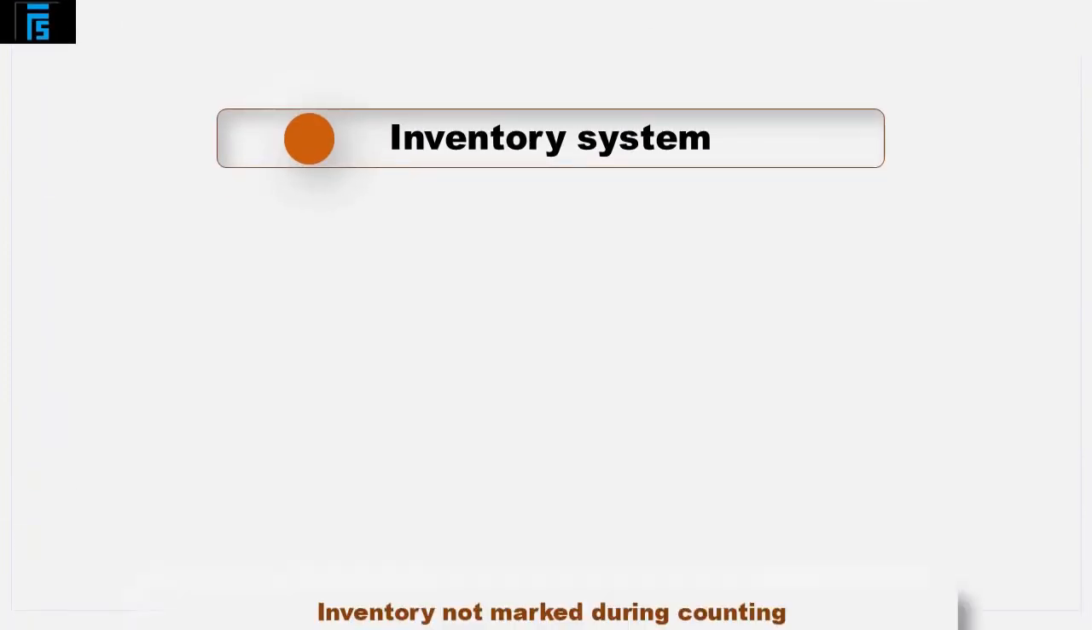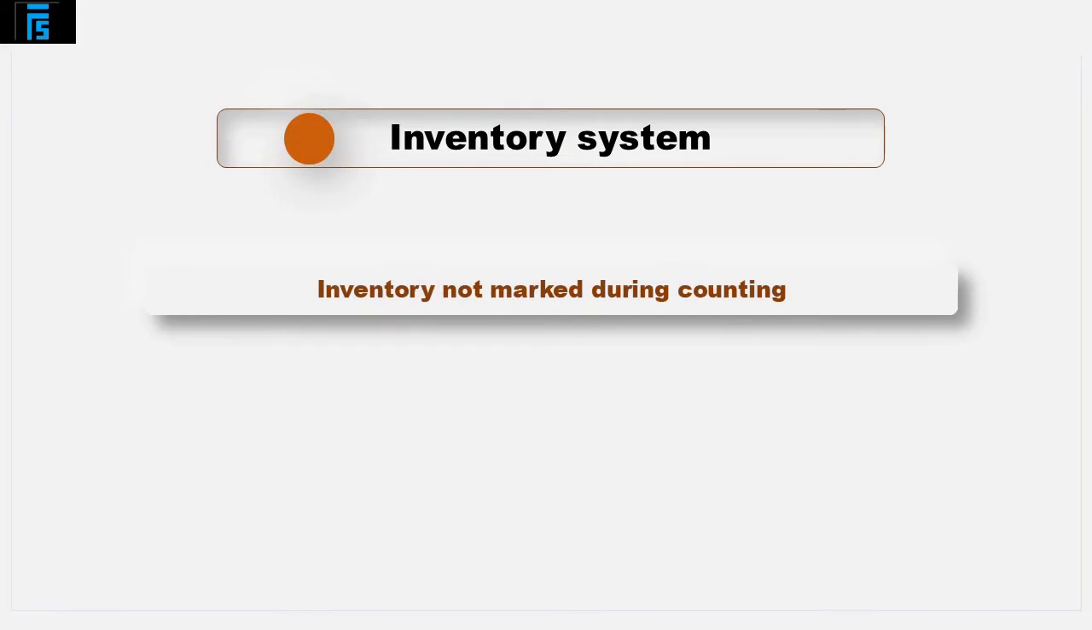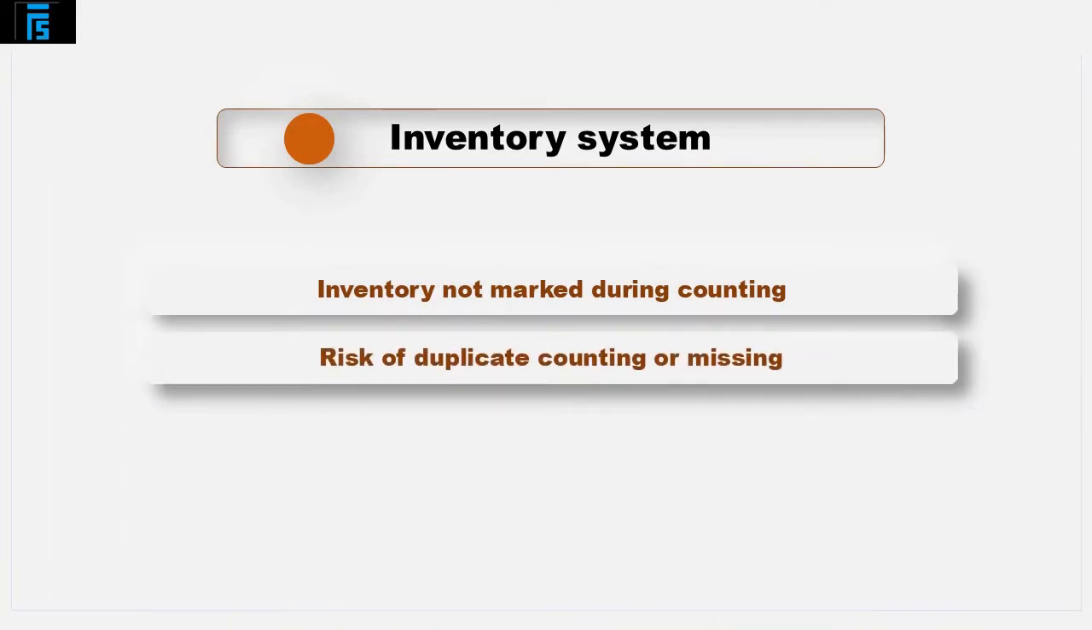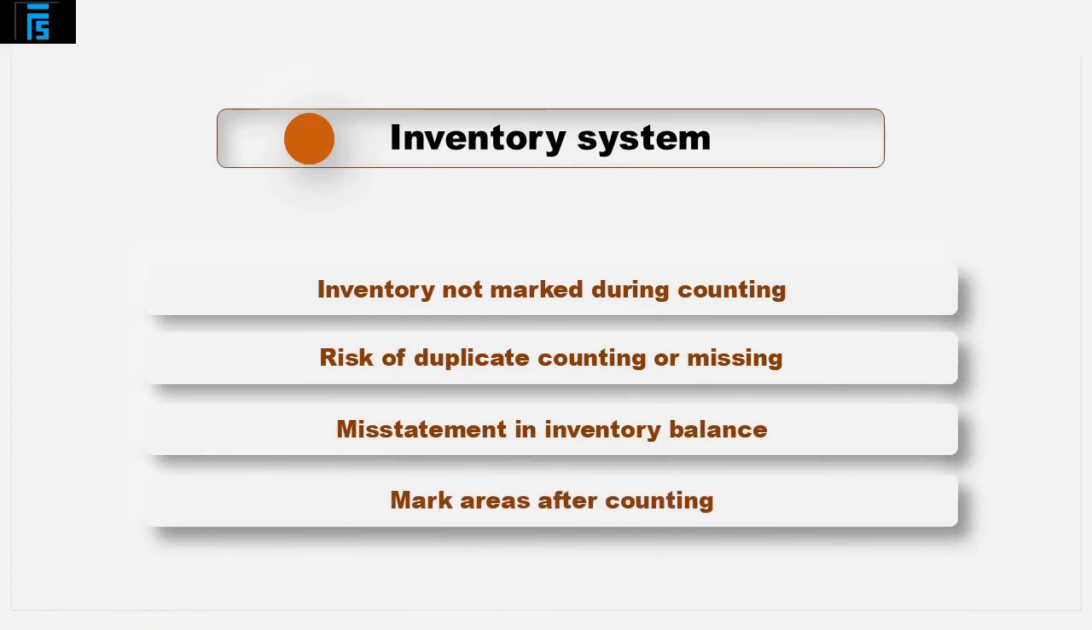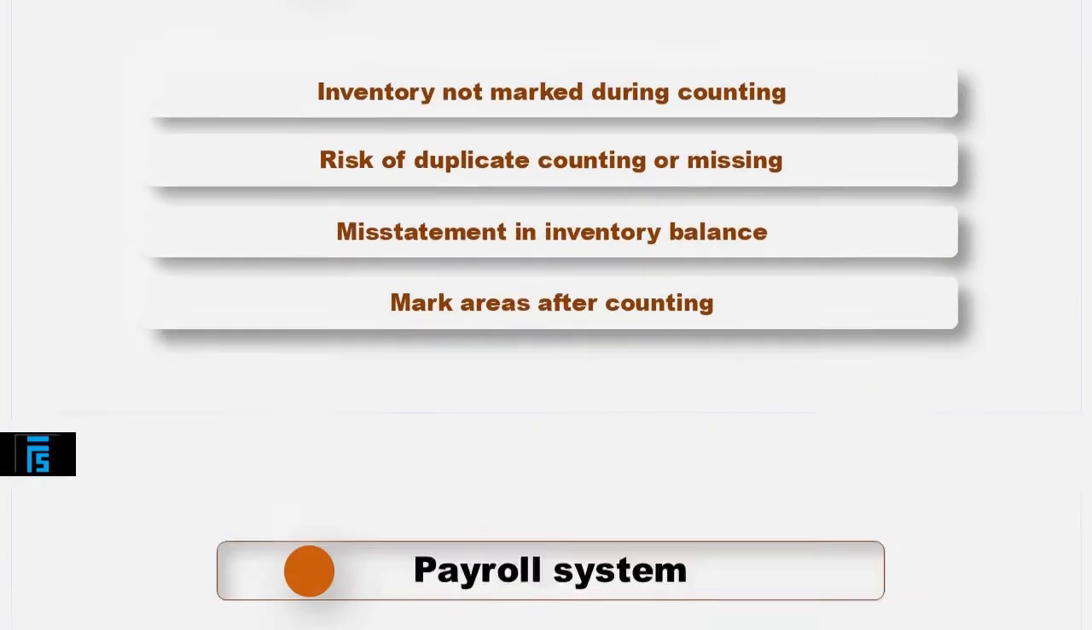For inventory systems, a control deficiency could be that they do not mark inventory when it has been counted during the inventory count. If not marked, the inventory could be counted again or missed altogether and not detected, which could cause a misstatement in the inventory balance. A recommendation would be to mark the areas of the warehouse where counting has been completed. This way it will be clearer to see if areas have been missed or to not count them again.